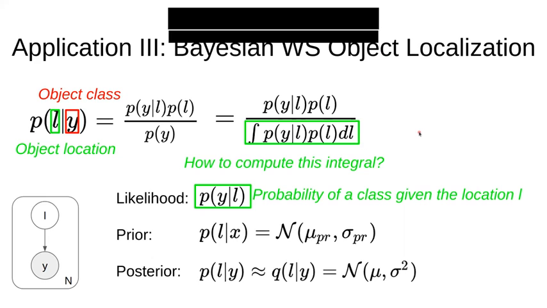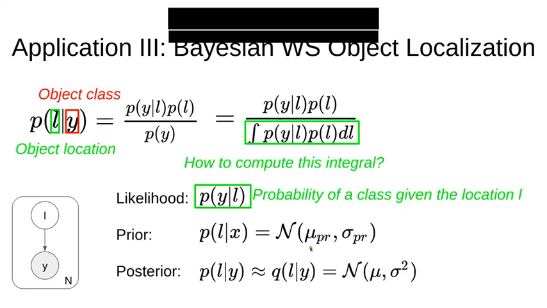So instead of doing this, we use a variational approach where we assume that the prior of the location is Gaussian, and also the posterior that we want to estimate. So the location of the object given the score, the probability of a given class, we assume that to be also approximated with a Gaussian.